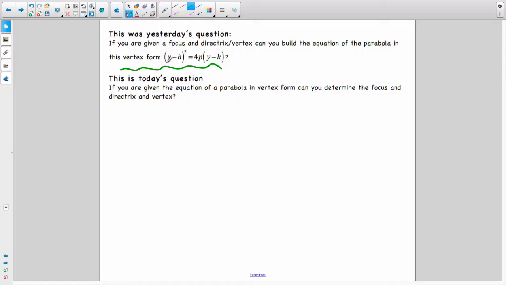Soon. Let's identify the focus, the directrix, vertex, and sketch the graph. Okay, let's give that a shot.